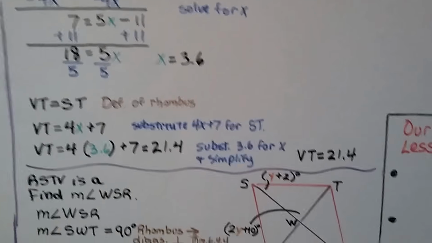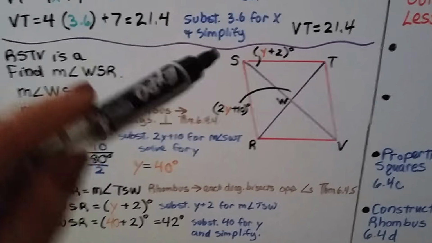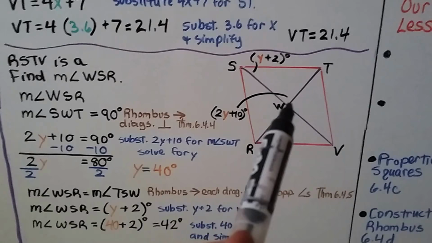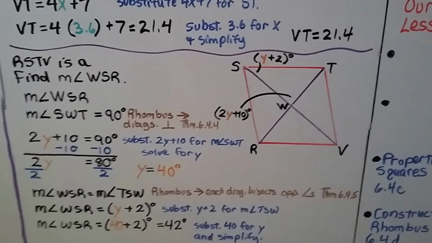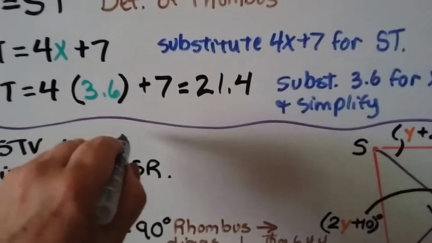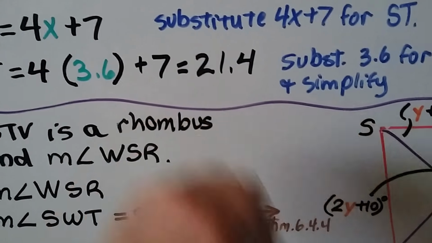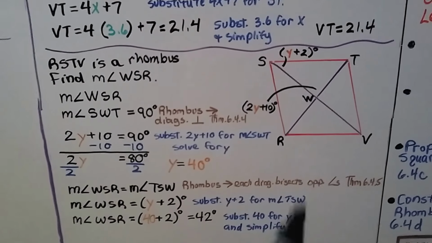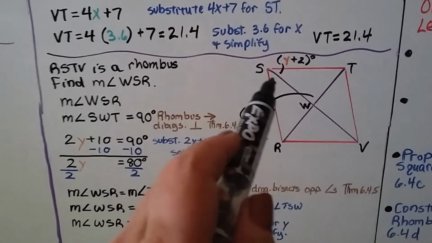All right? We got one last short one. Look at this diagram. We've got a rhombus, and this angle right here is y plus 2 degrees, and this angle, SWT, right up here, is 2y plus 10 degrees. RSTV is a rhombus. I meant to write that in red, so I left it blank when I was writing with the black pen. Sorry about that. We need to find the measure of angle WSR. We need to find this one right here.